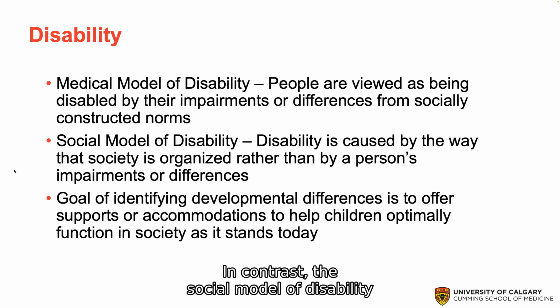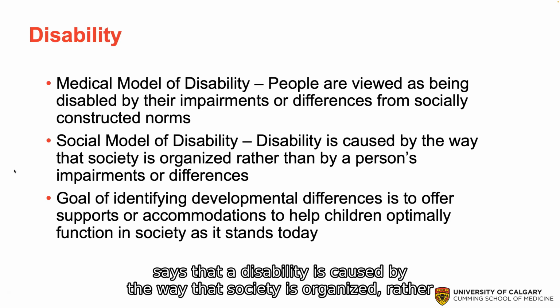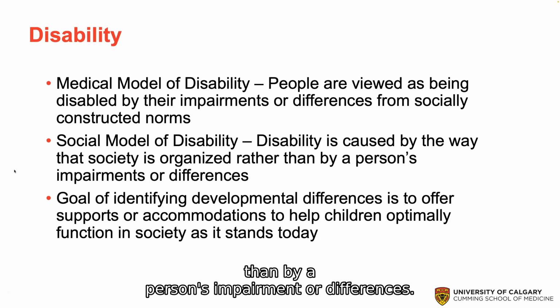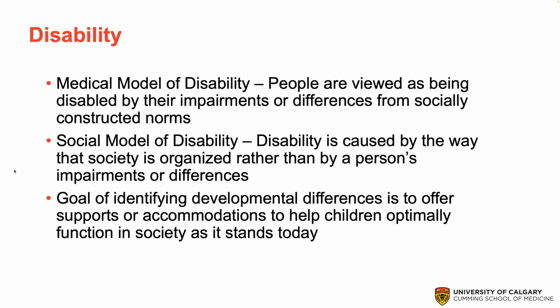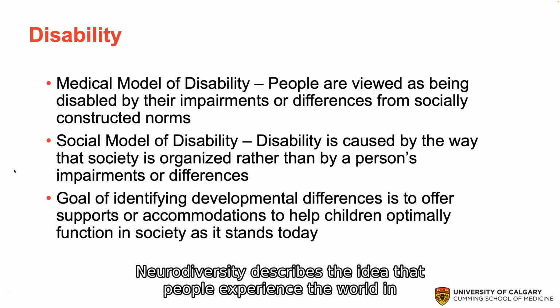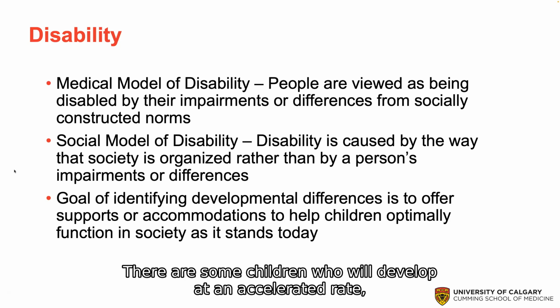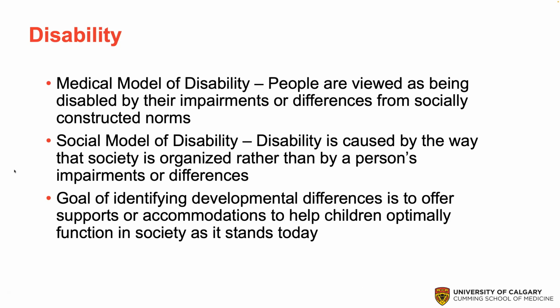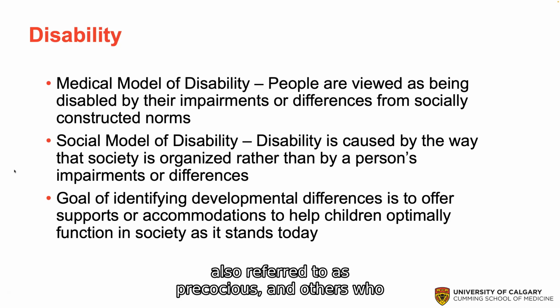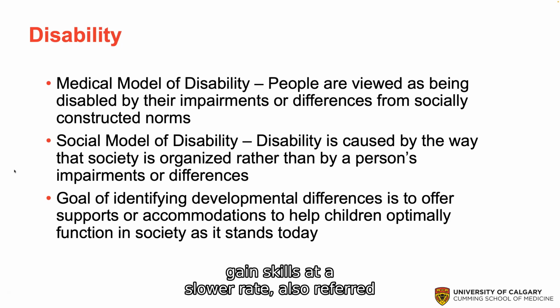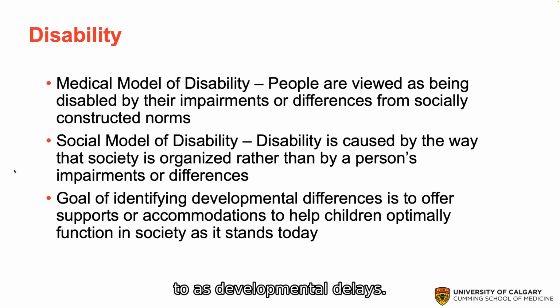In contrast, the social model of disability says that a disability is caused by the way that society is organized, rather than by a person's impairment or differences. Neurodiversity describes the idea that people experience the world in different ways, and there is no correct or superior neurology. There are some children who will develop at an accelerated rate, also referred to as precocious, and others who gain skills at a slower rate, also referred to as developmental delays.